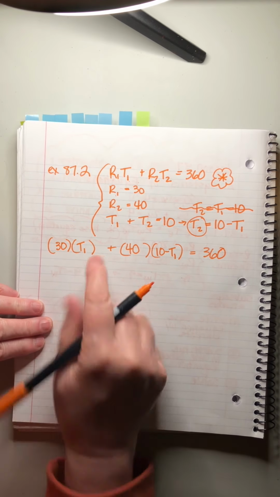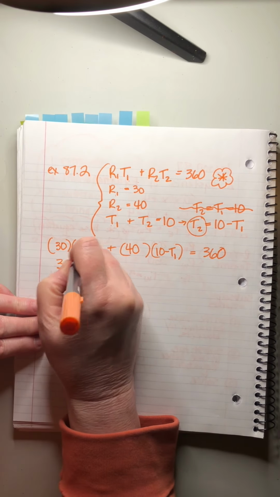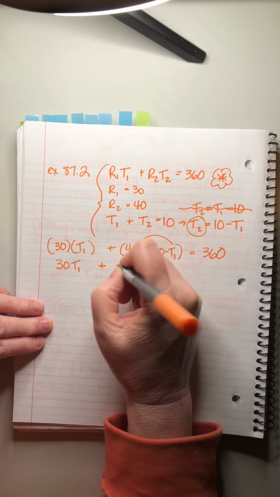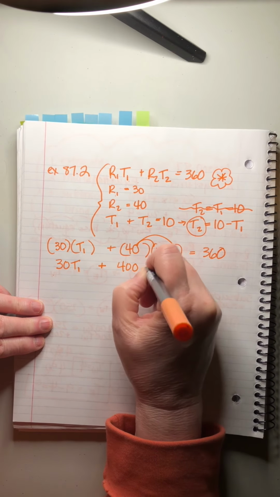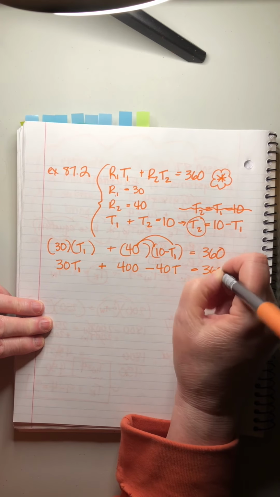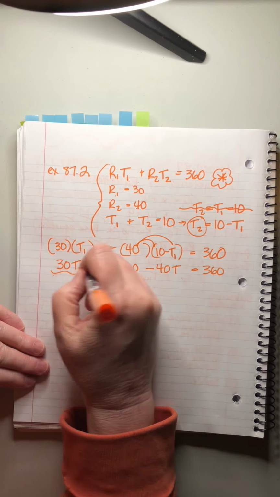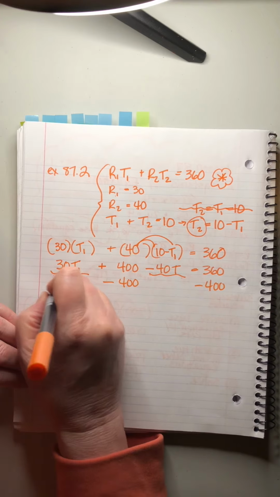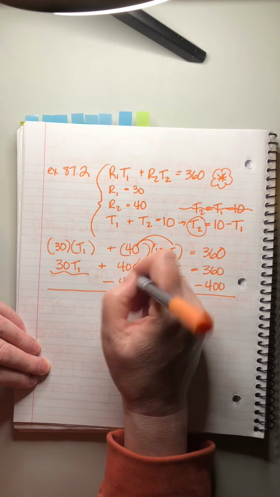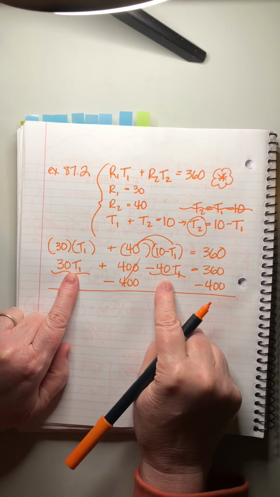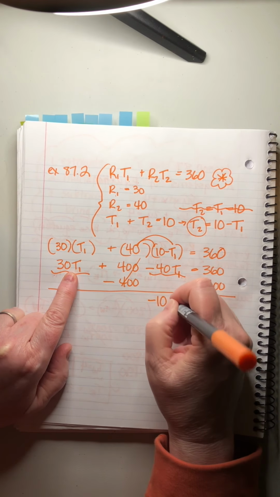Okay, now this is the one that we don't really need the parentheses on. 30 plus T1 plus, now we distribute, 400 minus 40 T1 equals 360. We can combine like terms at the same time we swim this 400 plain number fish over there. And we're going to have negative center, but that's okay. We can handle it. 30 T1 minus 40, I forgot the one, T1 equals negative 10 T1.